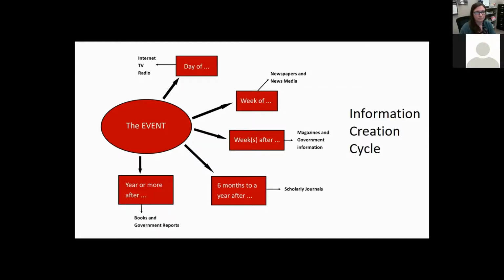Then, 6 months later, we'll begin seeing the event in scholarly journals. 1 year after the event, the topic will show up in books and government reports. As you notice the progression, keep the idea in mind that as we learn additional information about the event, we can also analyze the coverage and discuss its impact.